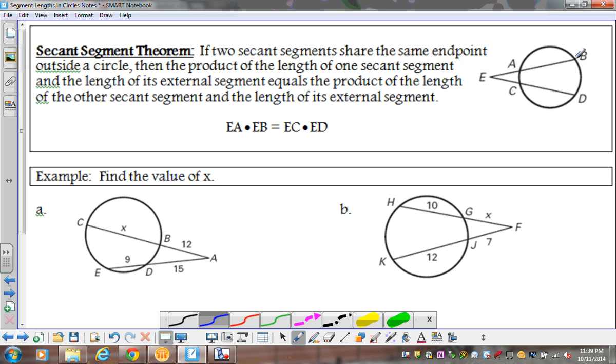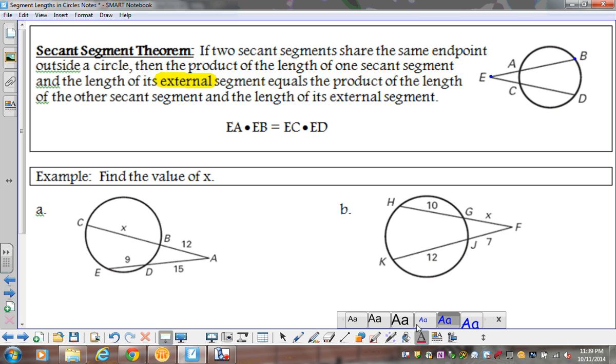So notice secant, remember, guys, means I've got a chord, a segment, a line, or ray, anything like that that touches the circle twice but continues outside. So in this case, I've got secant EB and I've got secant ED. Those are going to be my two secant pieces right here. If they share the same endpoint, aka they intersect outside the circle, then the product of the length of one secant segment and the length of its external segment, external just means outside, equals the product of the length of the other secant segment and the length of its external segment.